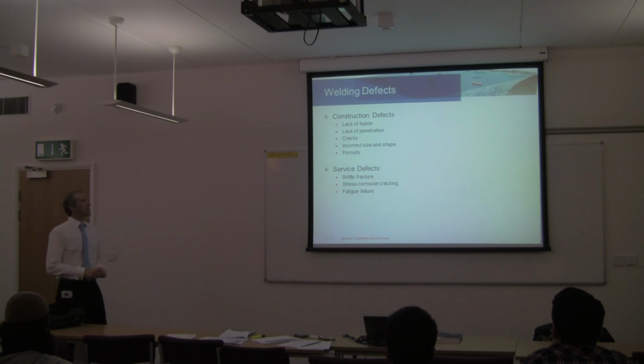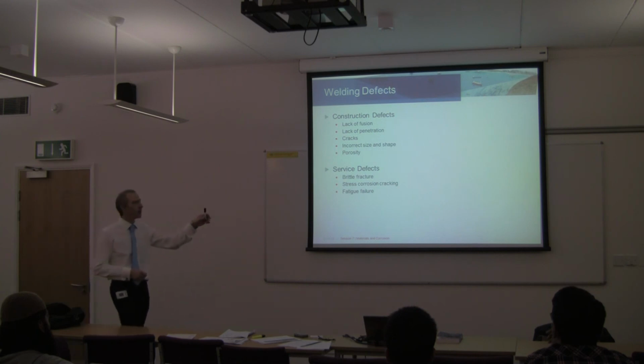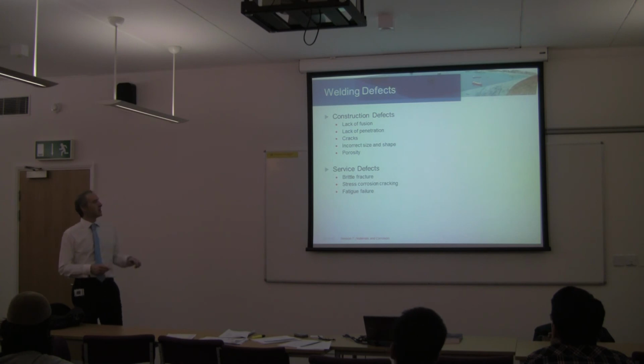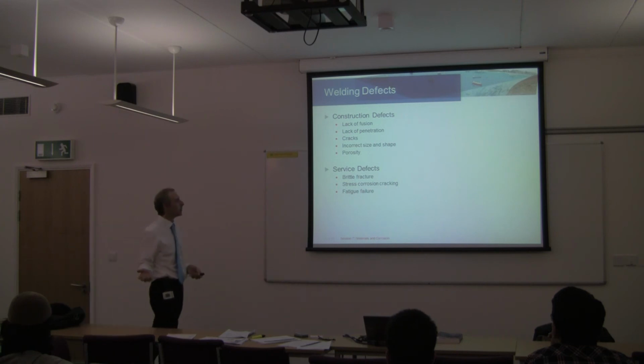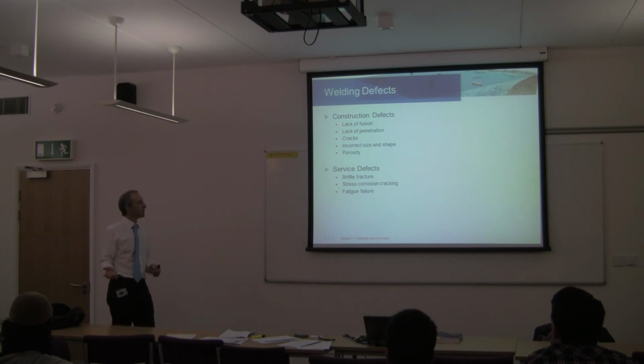Some of the welding defects that you can get: lack of fusion, penetration, cracks, incorrect shape, size and porosity. So I'll show you what porosity looks like in a few moments. There's service defects that can arise as a result of bad welding: brittle fracture, as I said, the pipeline probably more brittle, stress corrosion cracking, as you saw in the video earlier on, mentioned a couple of times, and fatigue failure.